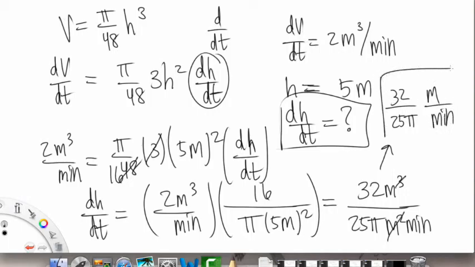And this again is the rate of change, or how fast our water level is rising, so dH/dt. Alright, so that wraps it up for this practice problems video on related rates.